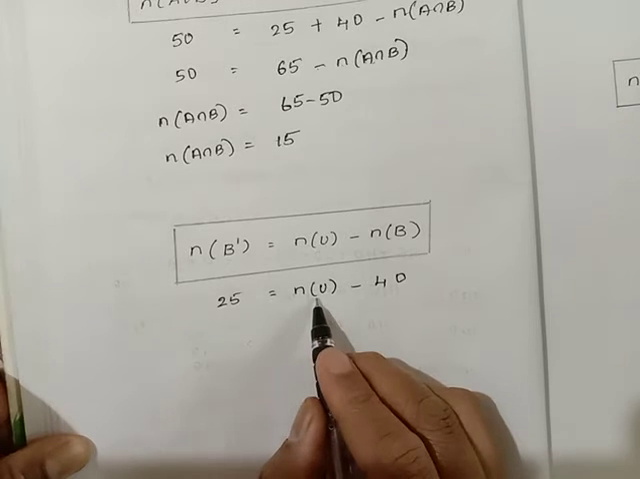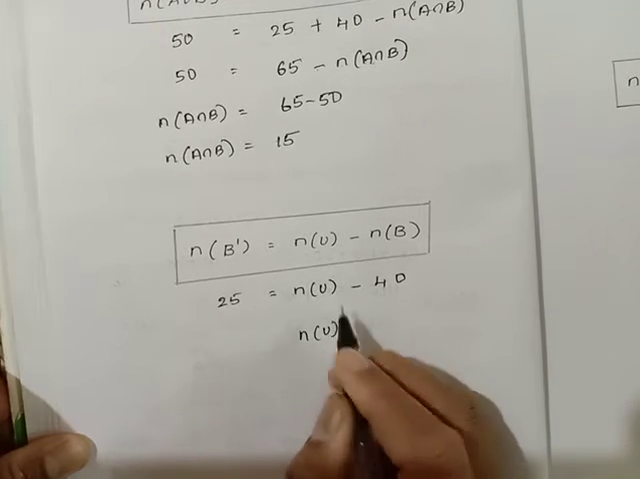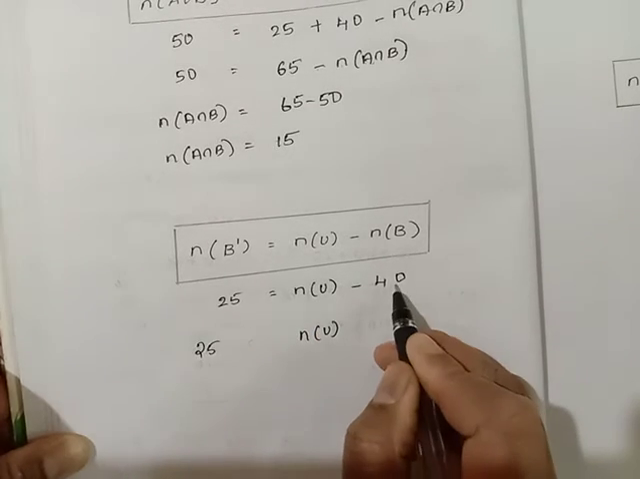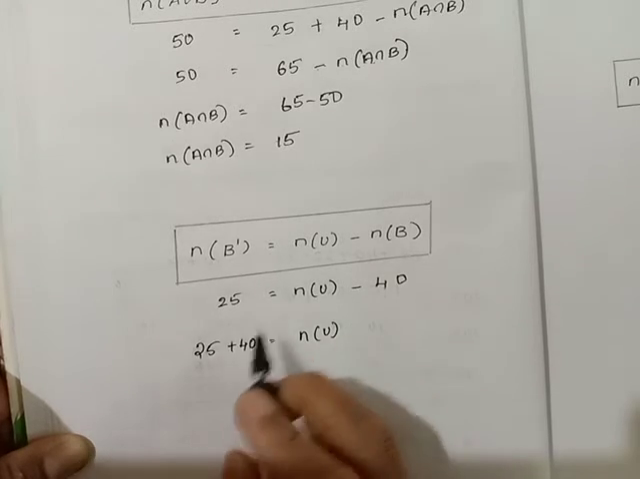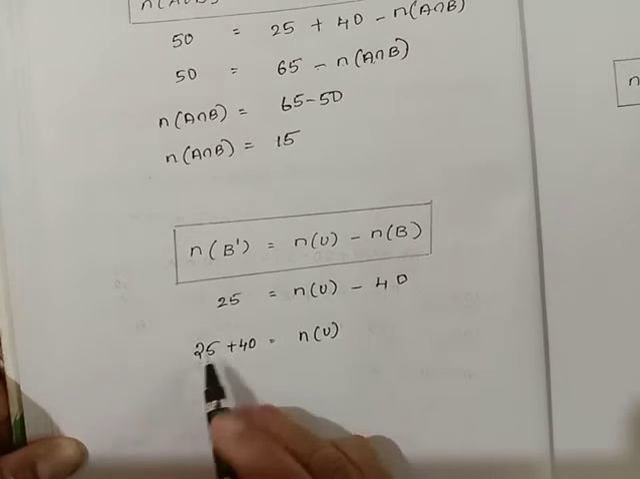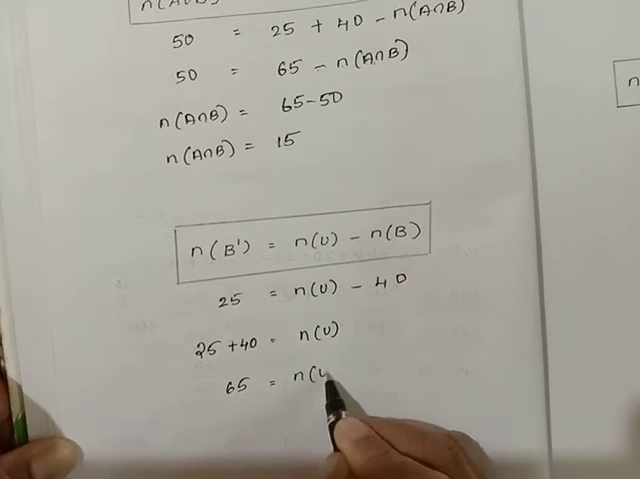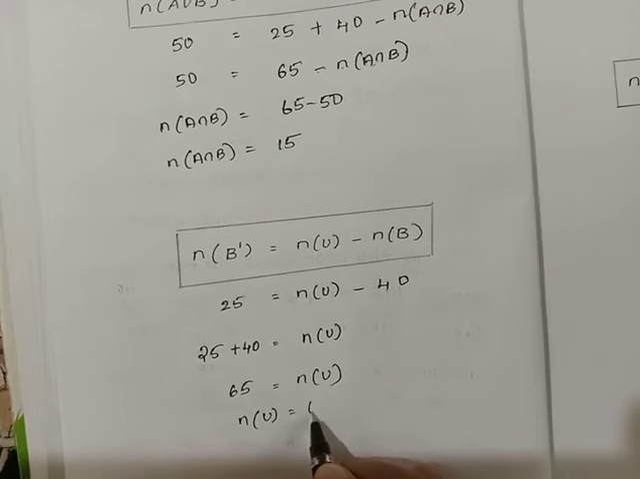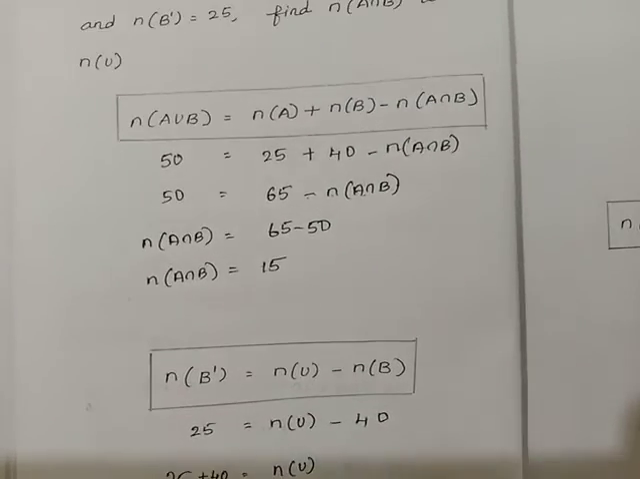Now our aim is to find the value of n of U. Let n of U be here itself, 25 be here itself. Minus 40 when taken to the other side becomes plus 40. So take all the constants to one side. 40 plus 25 is 65, which is equal to n of U. Therefore, n of universal value is 65. So this is about Roman letter 1.